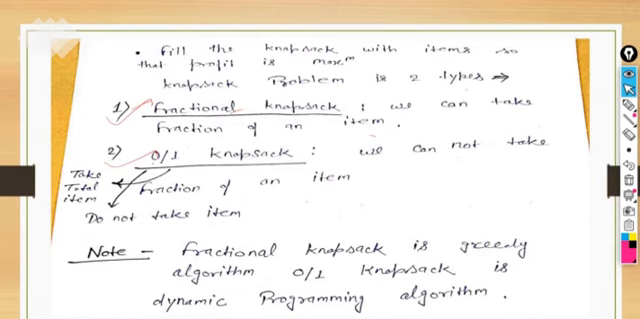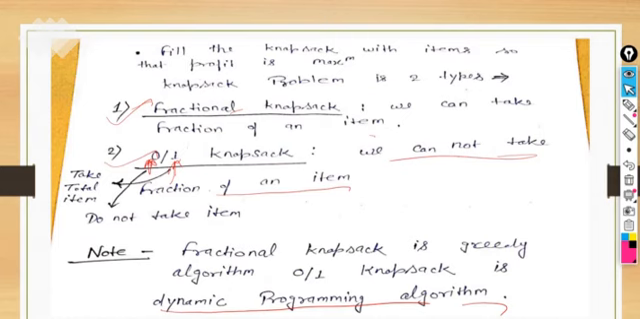And next is 0 1. 0 stands for either you take it completely, or you have to leave it. There are two options only, you cannot break the item. So if items are not breakable, then you have to use 0 1 knapsack. Both are actually different. Fractional knapsack we will cover today with the help of the greedy approach, because it's an optimization problem. 0 1 knapsack is also an optimization problem, but we cannot take a fraction of the item here, so we will use the dynamic programming concept to solve the 0 1 knapsack problem, which we will discuss later.